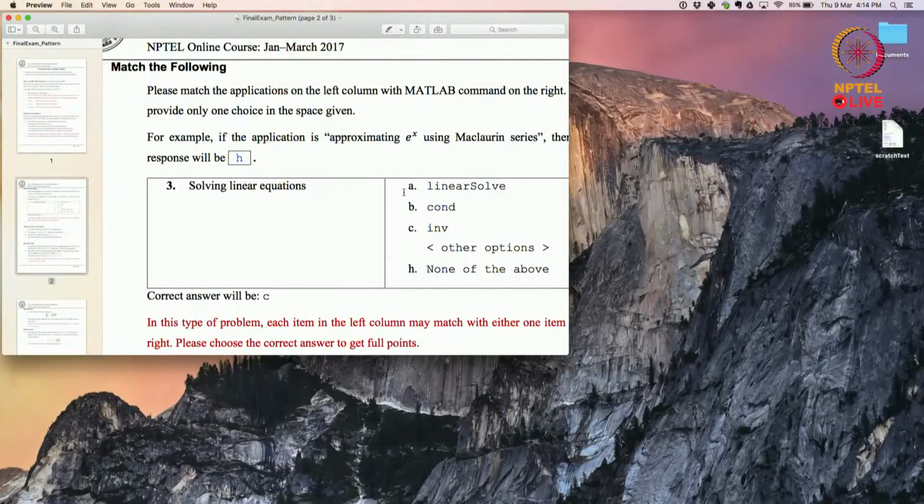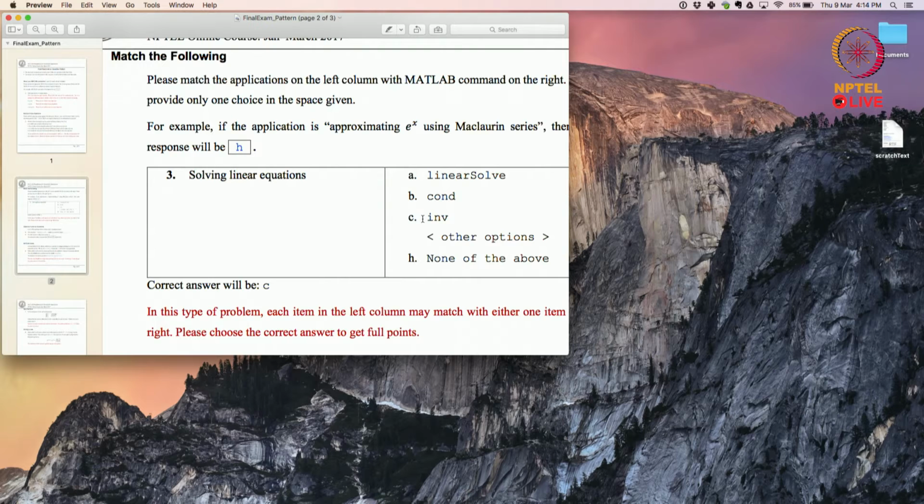So, for example, solving linear equations, linear solve, this is kind of a trick question for you. If you remember, we have never used a command called linear solve at all. So, linear solve is not the correct answer. COND is for condition number, INV is for inverse, and so on and so forth. If you have AX equal to B, then we can use X equal to inverse A multiplied by B. So, INV is the most appropriate choice. So, the correct answer in this case will be C. So, you will have to mark C.